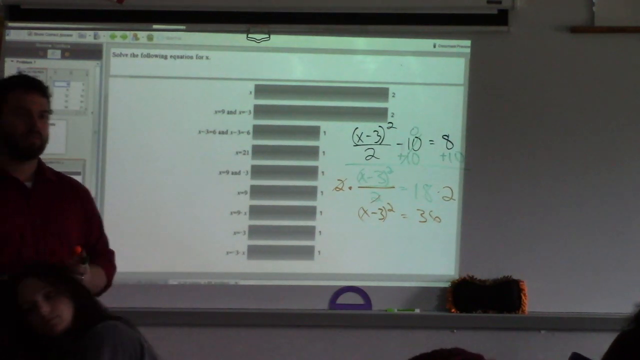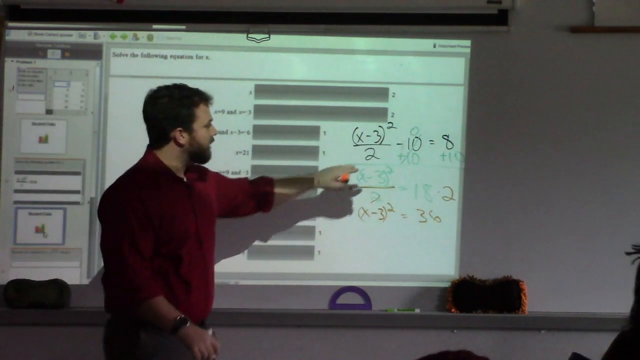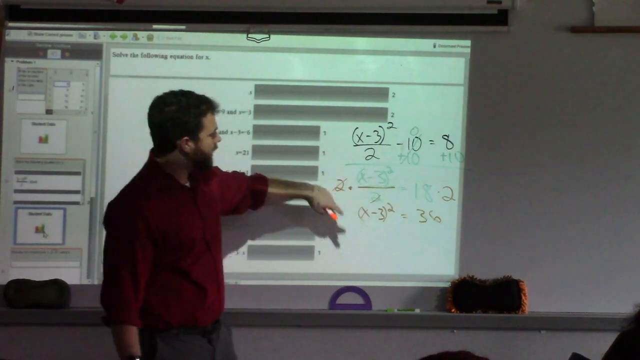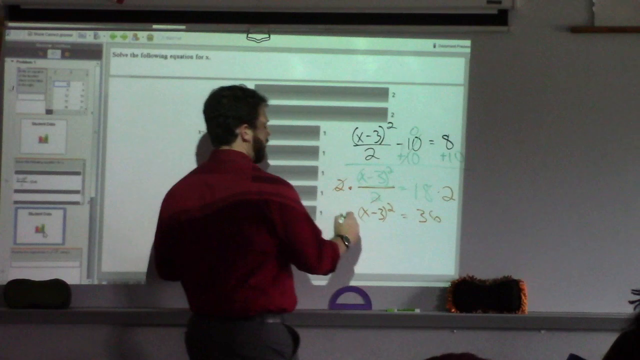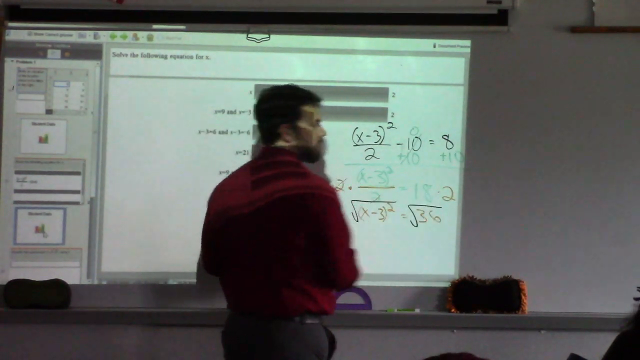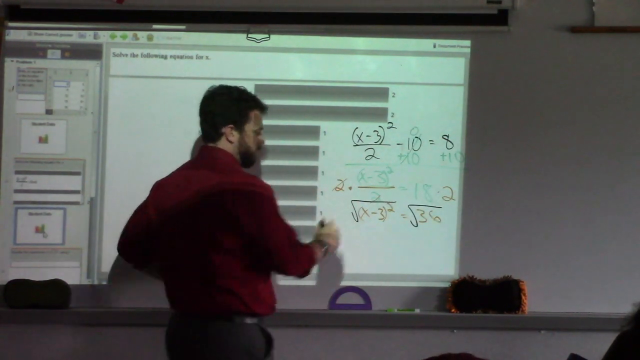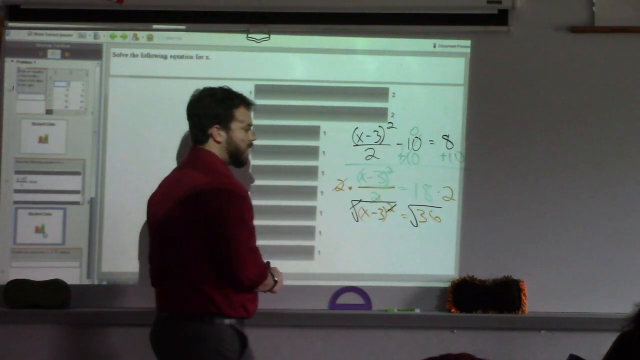Right there. Alright. Remember, the inverse of subtraction is addition. The inverse of division is multiplication. The inverse of a square is a square root. I figured that's what we do. Yeah. Notice the square root and the square cancel.